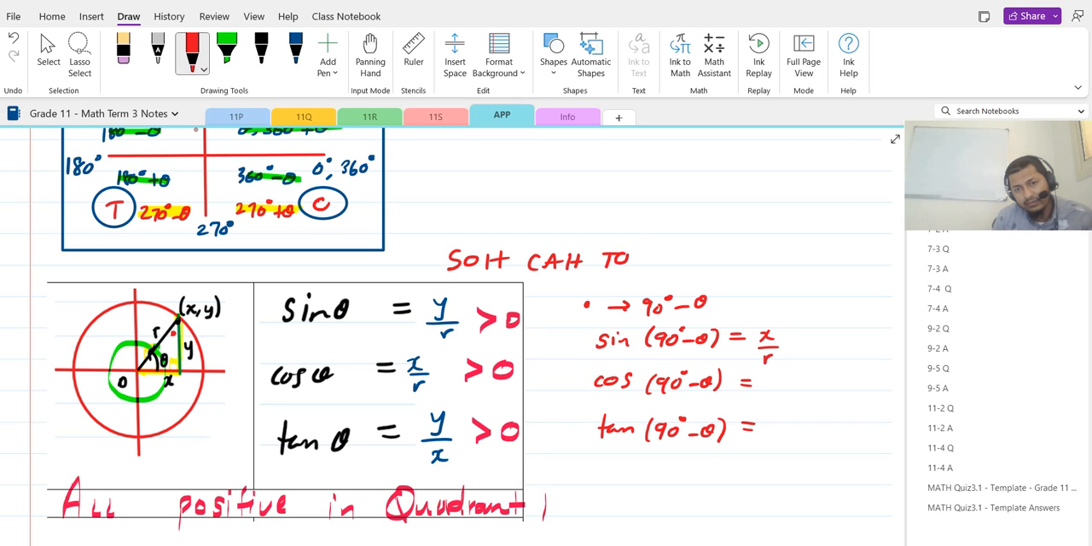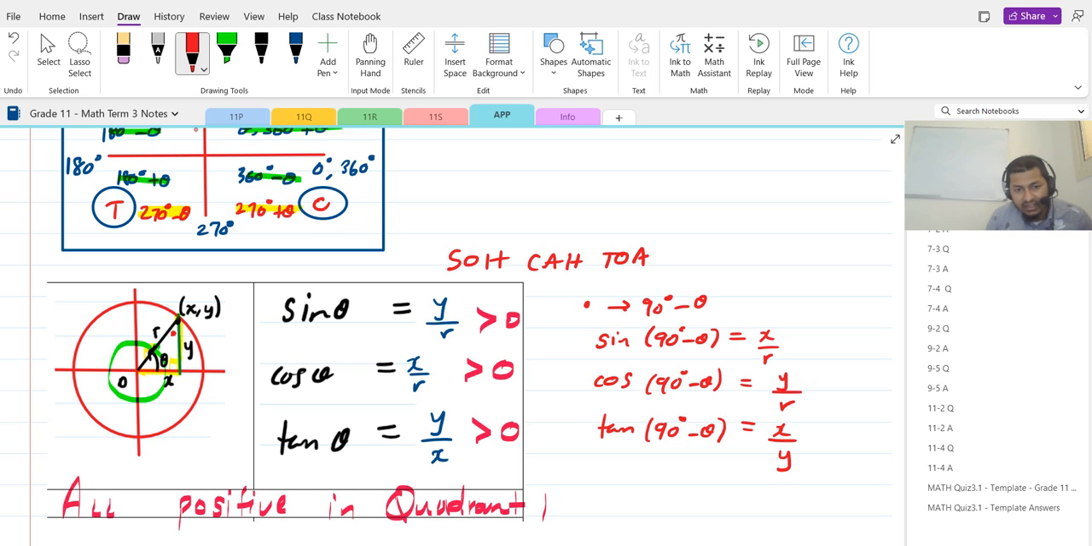SOHCAHTOA. Right, what does cos of 90 degrees minus theta become? The reference is to the top angle. So where's the adjacent? Adjacent is y over r, right? And where's the tan of 90 degrees minus theta? So you locate the angle first. 90 degrees minus theta is here, and it's going to be opposite over adjacent. Opposite is x over y.